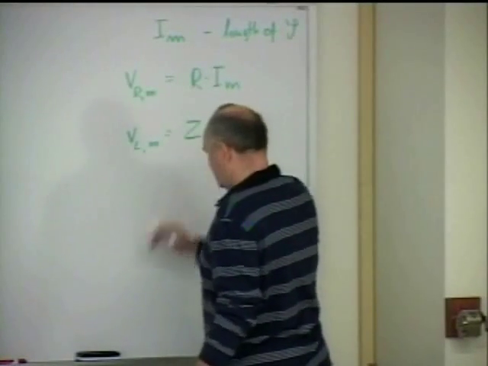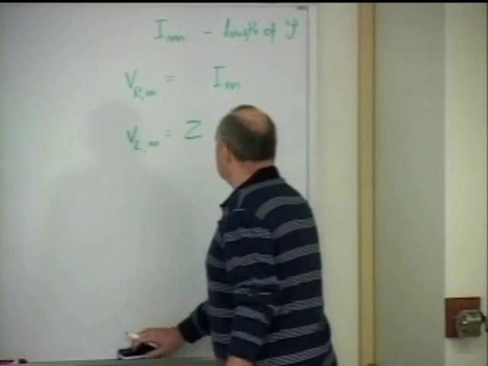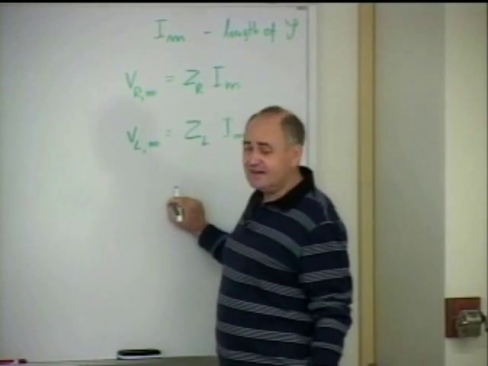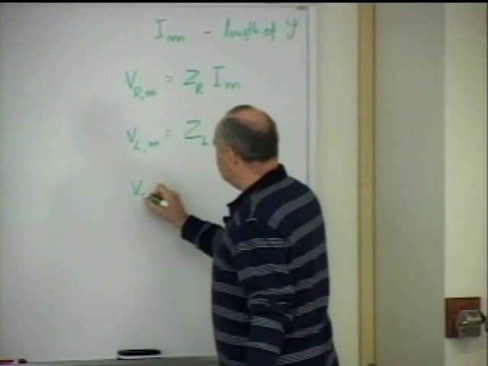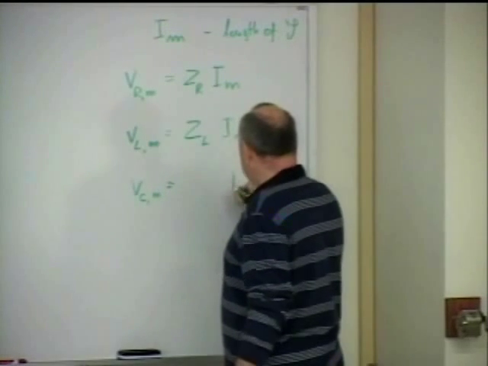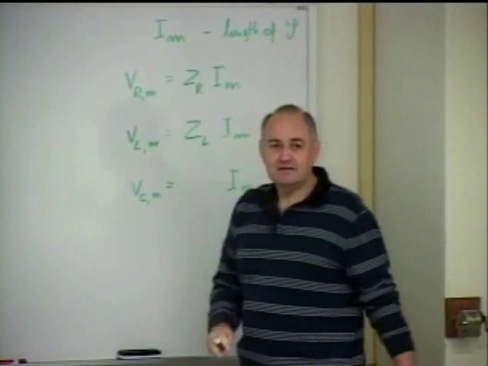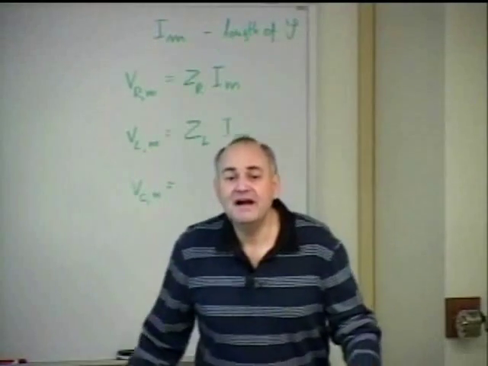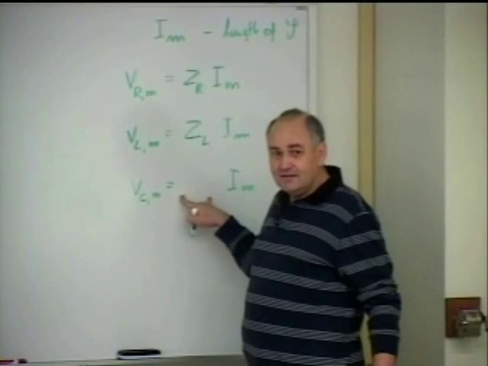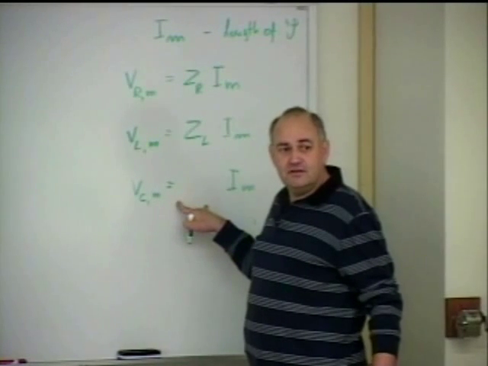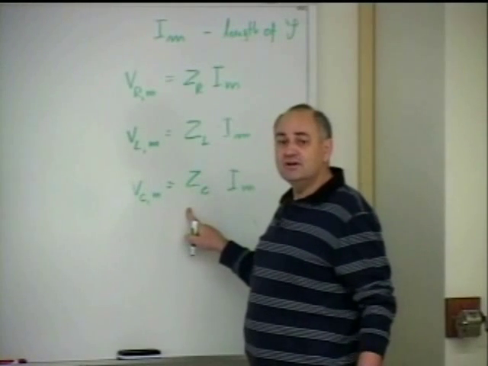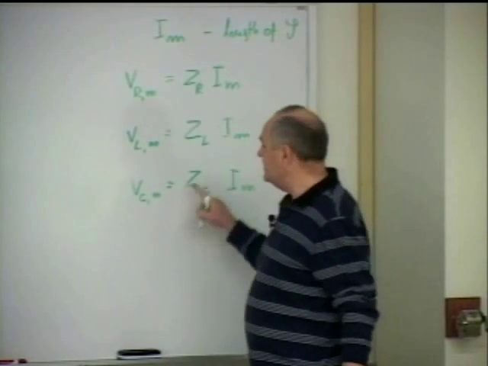Z sub C, which stands for impedance of the capacitor. All right. So we expressed now the length of this phasor to the length of the current phasor, the length of this phasor to the length of the current phasor, and the length of this phasor to the length of the current phasor. How long is this one then?